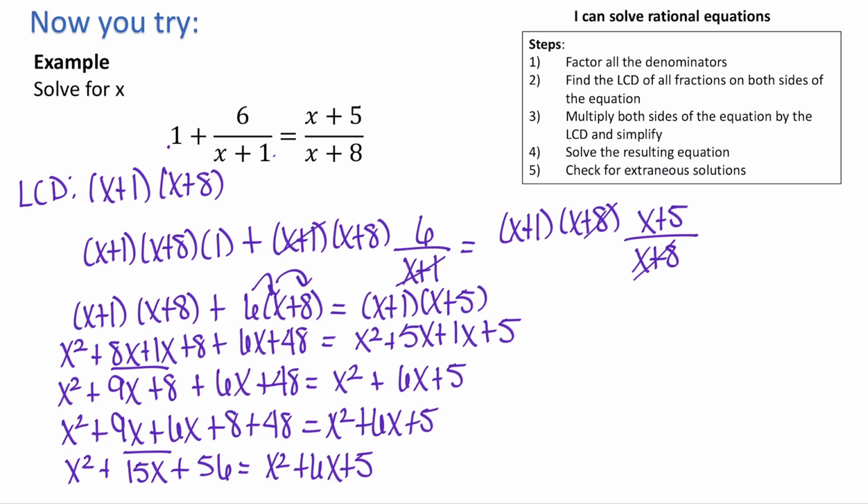So you need to FOIL whenever you have those two binomials, right? So we have x squared plus 8x plus 1x plus 8. Then we have plus 6x plus 48 equals x squared plus 5x plus 1x plus 5.